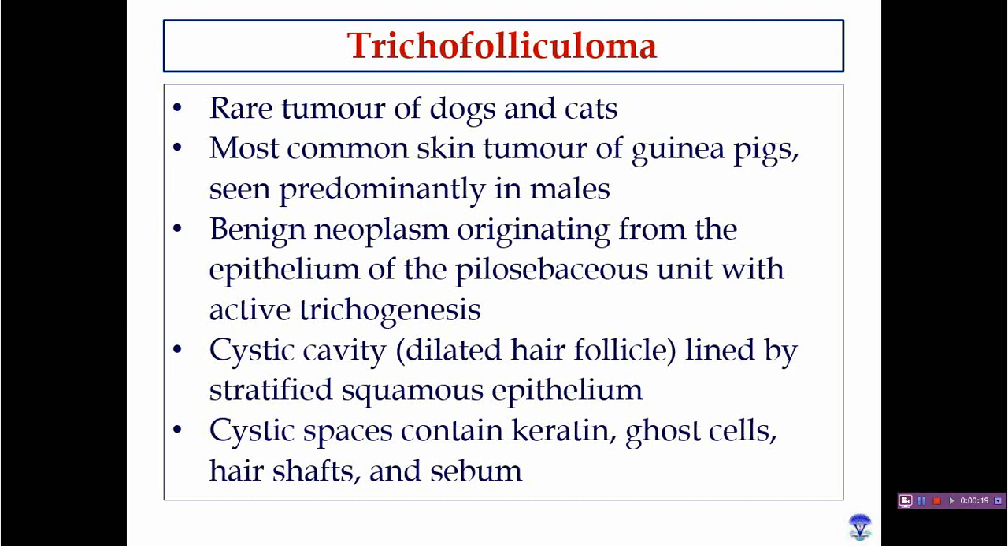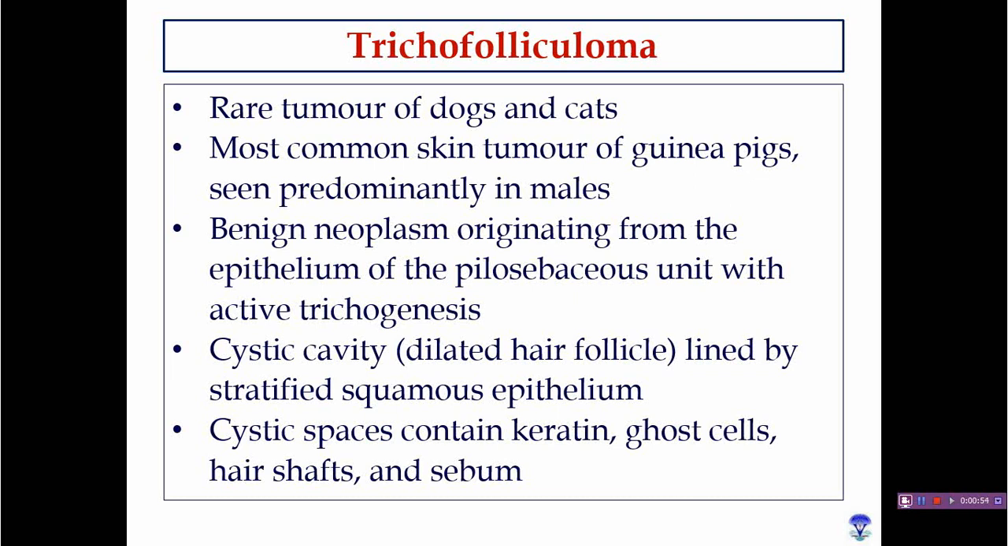This is the most common skin tumor in guinea pigs, and predominantly males are affected. This is a benign neoplasm originating from the epithelium of the pilosebaceous unit with active trichogenesis. Active trichogenesis means you will find hair follicles in different developing stages. In the majority of cases you will find small basaloid cells that are attempting to make a hair, but many a time you will also find a well formed hair shaft in this neoplasm.